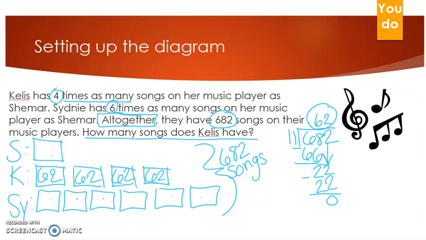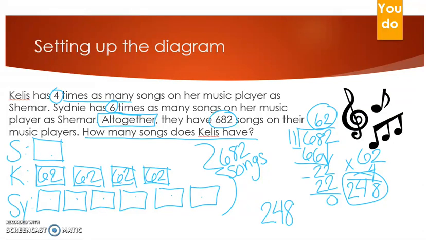So now we can see we need to solve 62, 4 times. So let's go ahead and multiply 62 times 4. 2 times 4 is 8, and 6 times 4 is 24. And is it just 248? No, you have to remember, always put the unit that you're working with, and this one is songs.